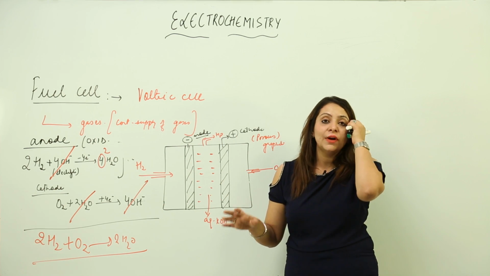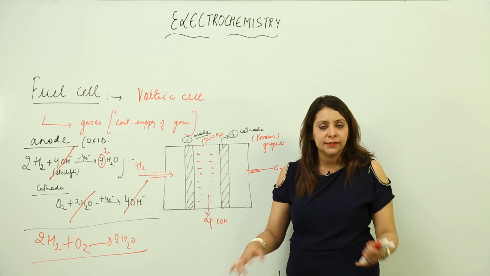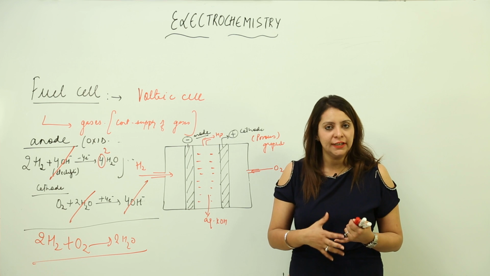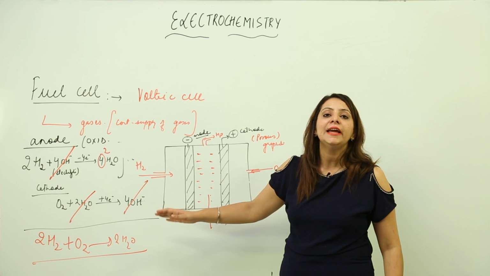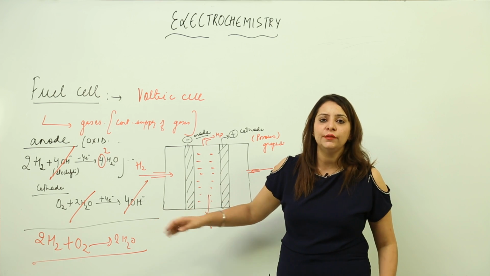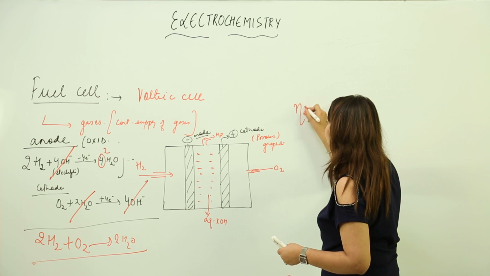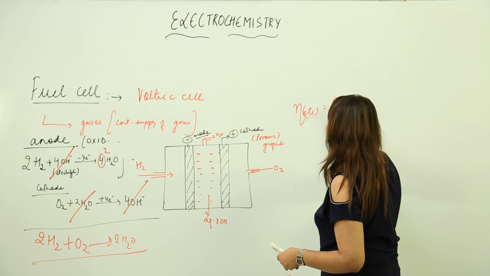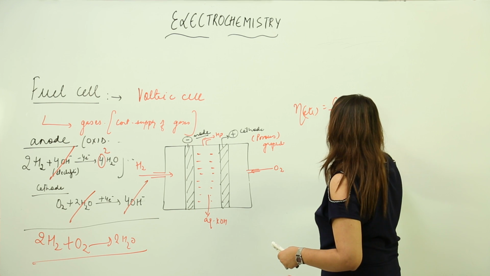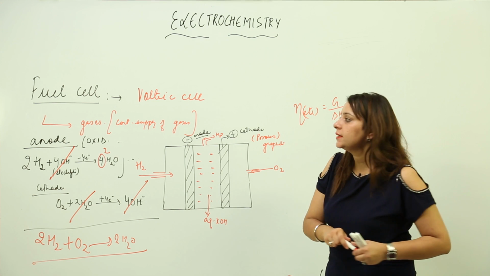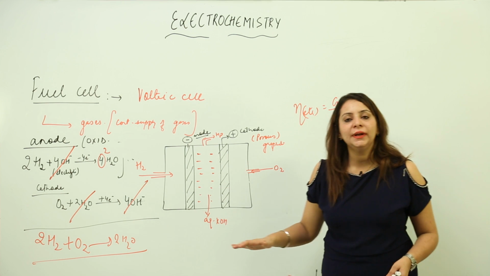And you know what the advantage of using this fuel cell is? It is eco-friendly, there is a continuous supply of gases, so it is a continuous source of energy, and it has high efficiency. We denote this efficiency with eta, which is given by delta G over delta H. So this is how you are going to explain the fuel cell.